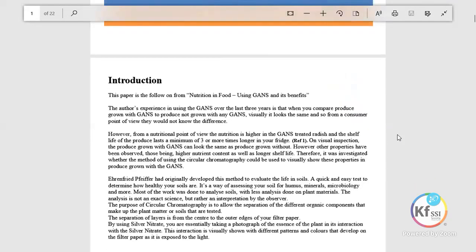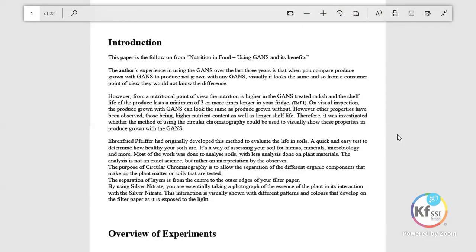Last week we had a look at the benefits of using the GANs and how it increased the nutritional value of the plant and also the shelf life. So I was trying to work on methods to show another way visually of the effects of using the GANs on the produce, because as we said, if you pick up one apple or one banana that's been grown with the GANs and the other one that hasn't, on the surface they might look the same, but internally there's a big difference.